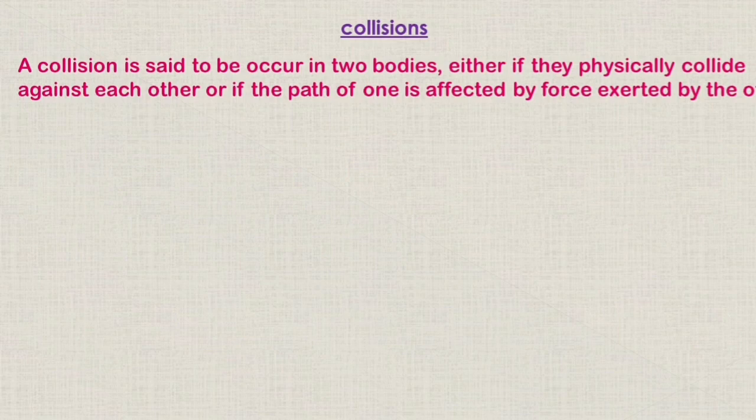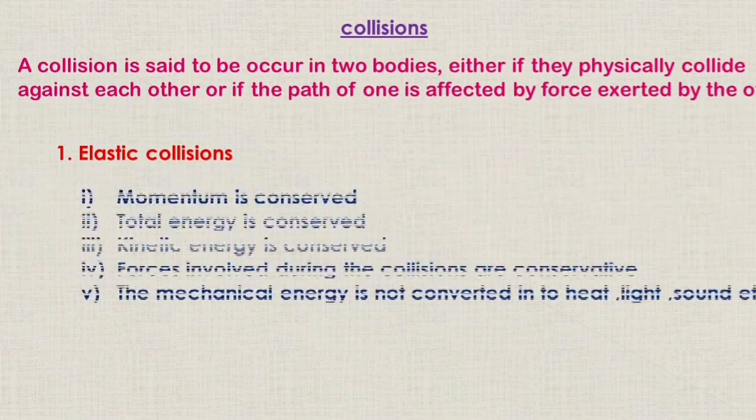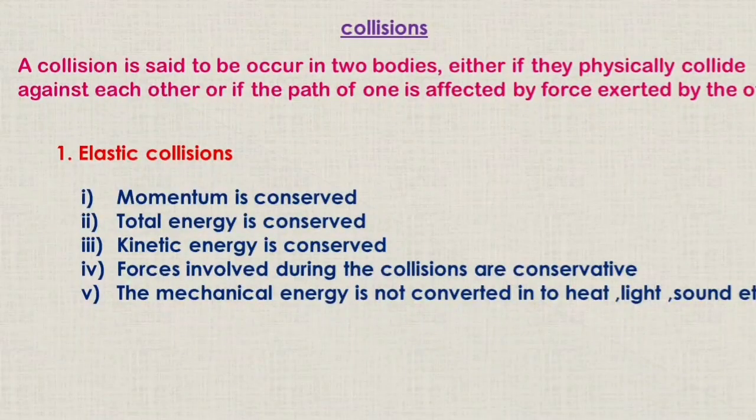Now there are different types of collisions we have to discuss. The first one is called elastic collision. So what is meant by elastic collision? The examples for elastic collisions are the collisions of subatomic particles. When subatomic particles collide, that type of collision is called an elastic collision. So how can you identify an elastic collision? Let's see some characteristics of elastic collisions.